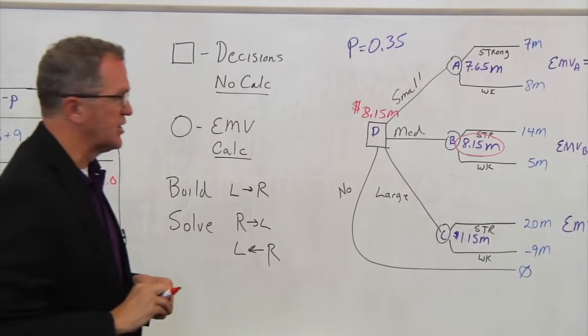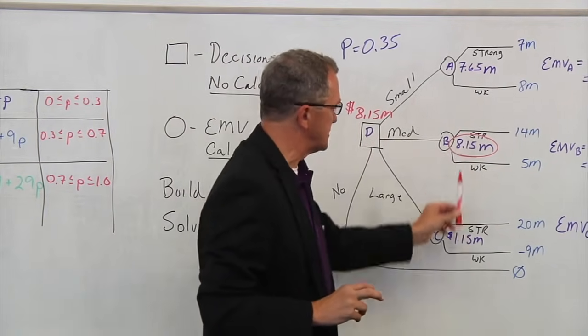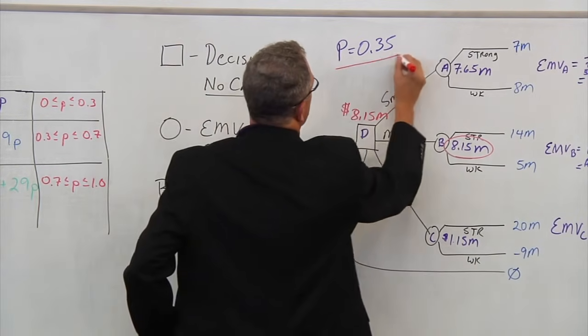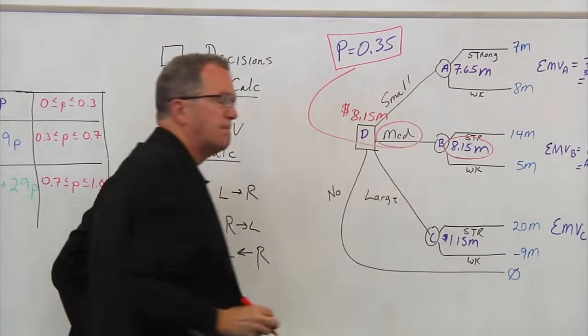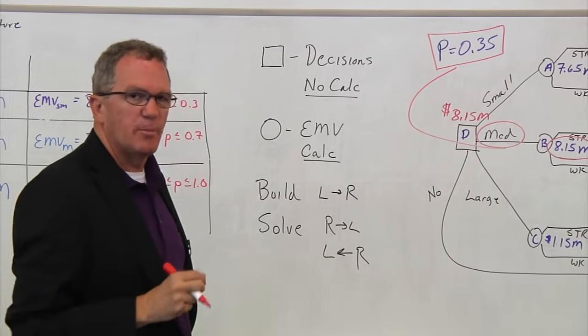Couple things to notice here. I didn't do any calculations at the square. I just took the best option. Also, at 0.35, I would choose to invest in medium-sized condominiums. Let's go back to our graph.